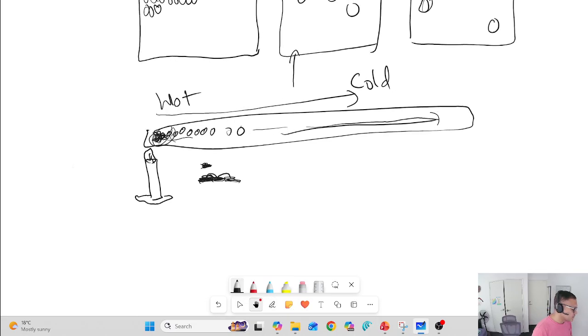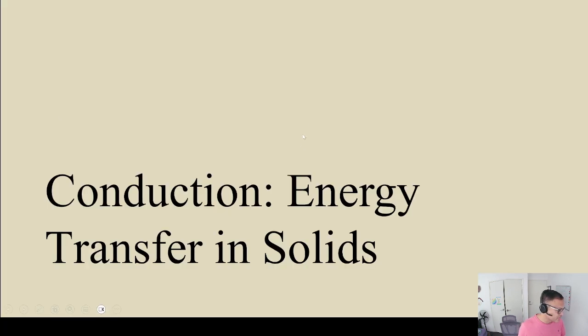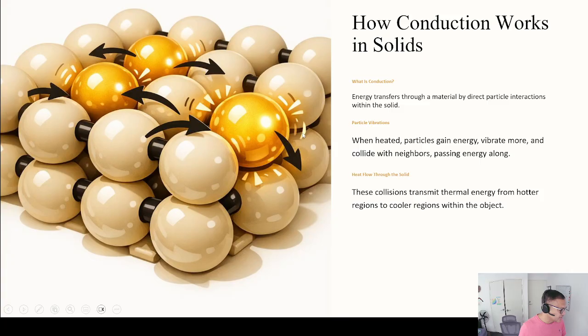This movement of energy is called conduction when it happens in solids, and it's because of the particles passing their energy between each other. Not colliding exactly, but transferring energy. So energy transfers through a material by direct particle interactions. This is what conduction is.